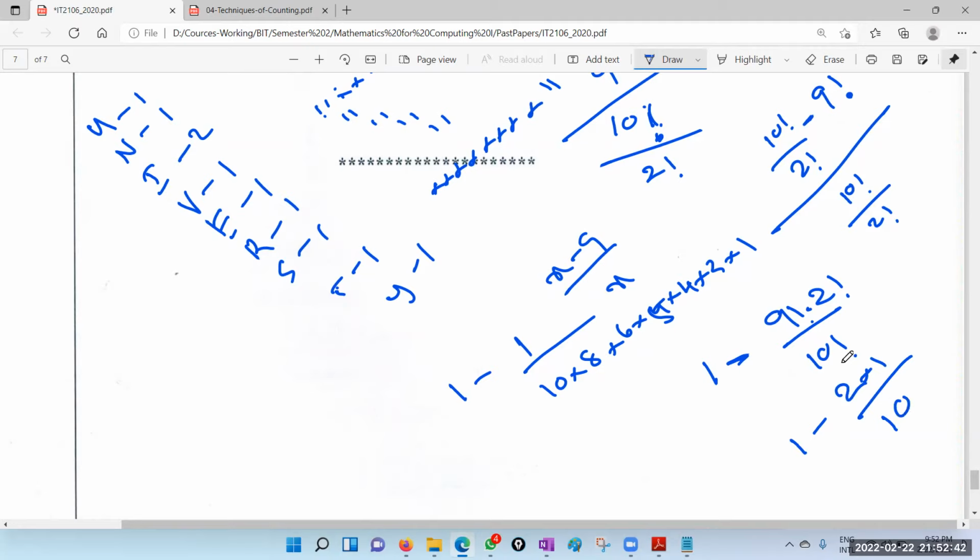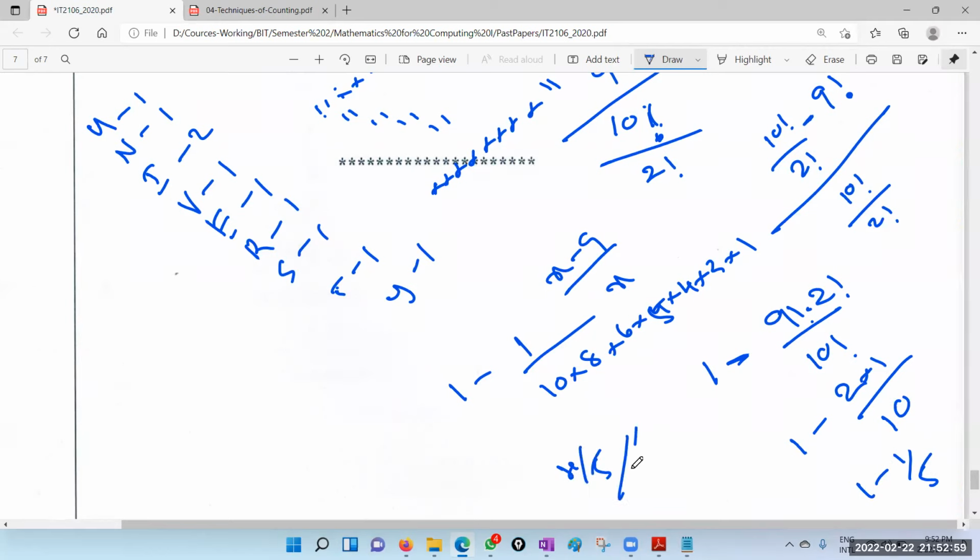Okay, so this also we can say 10 into 9 factorial. 9 and 9 cancel, and 10 is there. And factorial 2 is anyway 2. So 1 minus 1 over 5. So that is 4 divided by 5.